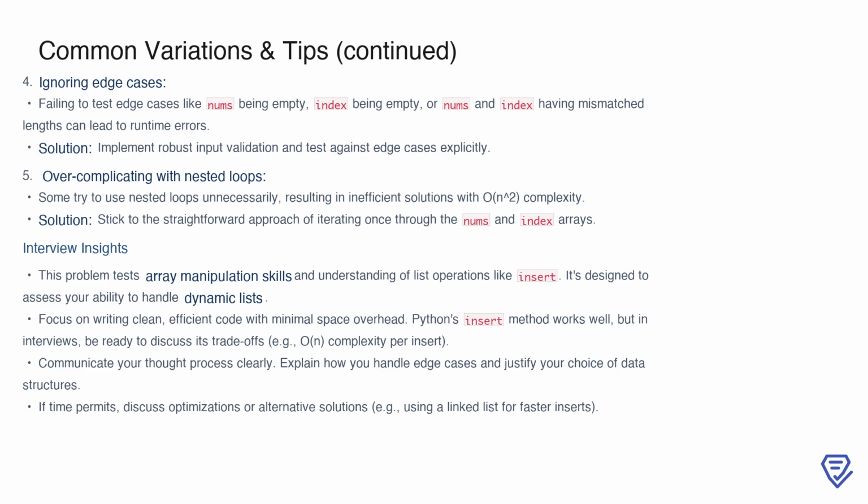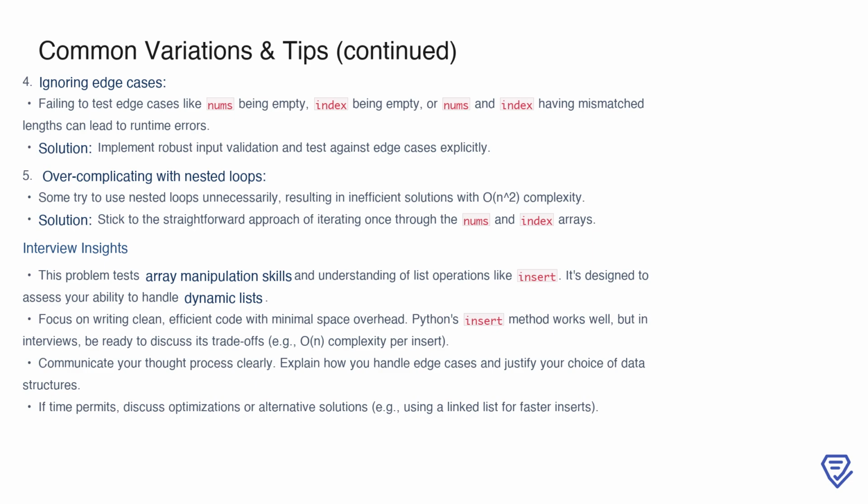Another pitfall is ignoring edge cases. Failing to account for scenarios like an empty nums array, an empty index array, or mismatched lengths between the two can result in runtime errors. To address this, always validate your inputs and test for these specific edge cases during implementation. Some developers also overcomplicate the solution by introducing nested loops unnecessarily. This leads to inefficient n squared time complexity, which is avoidable. Instead, focus on a straightforward single-pass approach through the nums and index arrays.